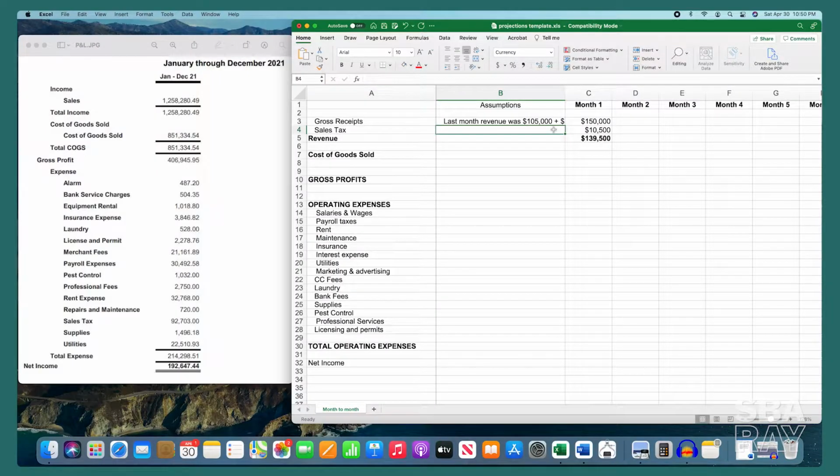I have sales tax in this P&L. You're probably not going to have sales tax, but just to make it consistent, I'm just going to put that up here. So essentially we have our revenue number, and the sales tax is 7% of the gross receipts. So again, you won't have to put that, but since we have it on the P&L, I just want to be consistent so that we can show you the projections.